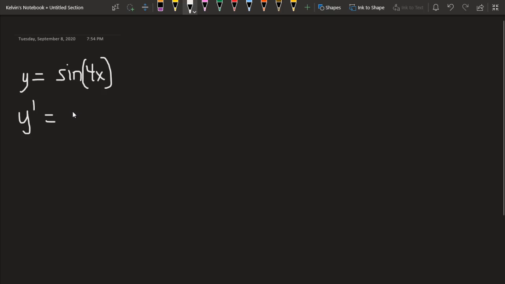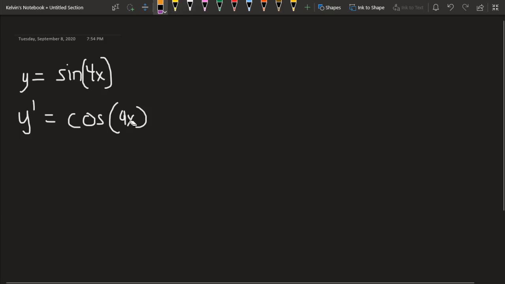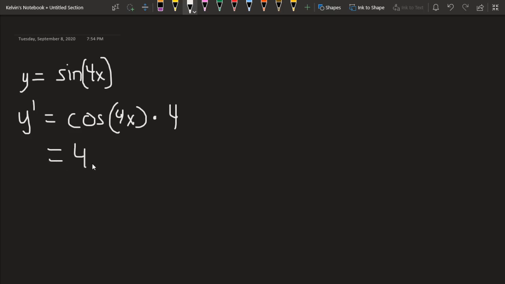So, assuming you did everything correctly, this would be cosine, and then we do g of x, which is 4x. Let me rewrite that. 4x times, and then we have to take the derivative of 4x, and that'd just be 4. And this would be equal to 4 cosine of 4x.